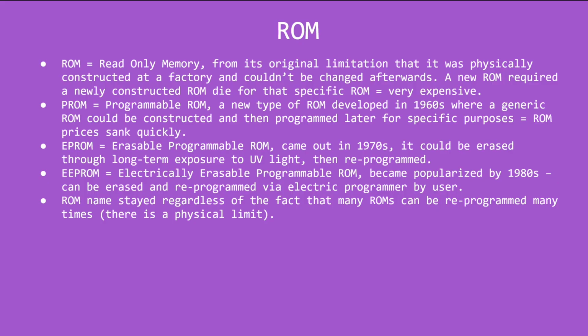And then you had EPROM, which is erasable programmable ROM. Those came out in the 70s, and you could erase them through long-term exposure to UV light, and then you could reprogram them. There are conflicting stories as to whether or not at that point individual users could reprogram them, or you had to send them back to the factory. And then we have EEPROMs, which are still just kind of called EEPROMs. These are electrically erasable programmable ROM, and those became popularized in the 80s. Here you can both erase them and reprogram them with a usually pretty small electric programmer by the user.